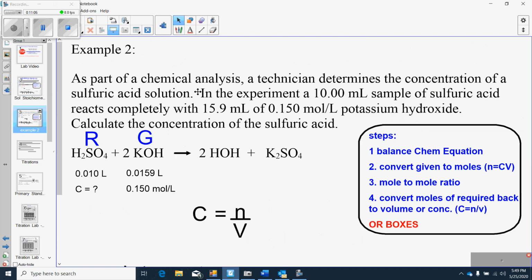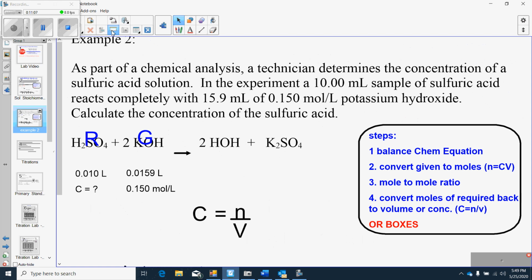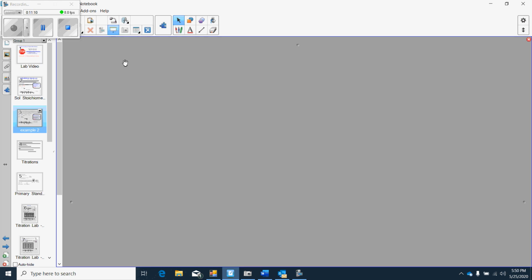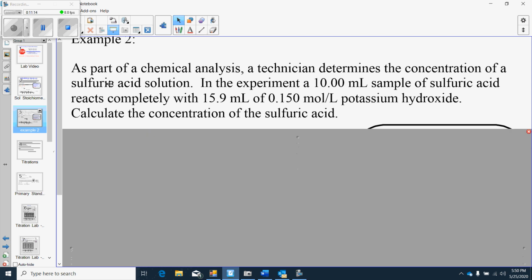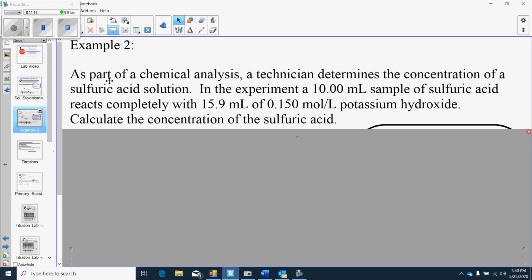Here we have an example, okay, and I'm just going to cover it up so we can see it a little bit at a time. It says, as part of a chemical analysis, a technician determines the concentration of a sulfuric acid solution. In the experiment, a 10 milliliter sample of sulfuric acid reacts completely with 15.9 milliliters of 0.15 moles per liter potassium hydroxide. So they are doing a titration.